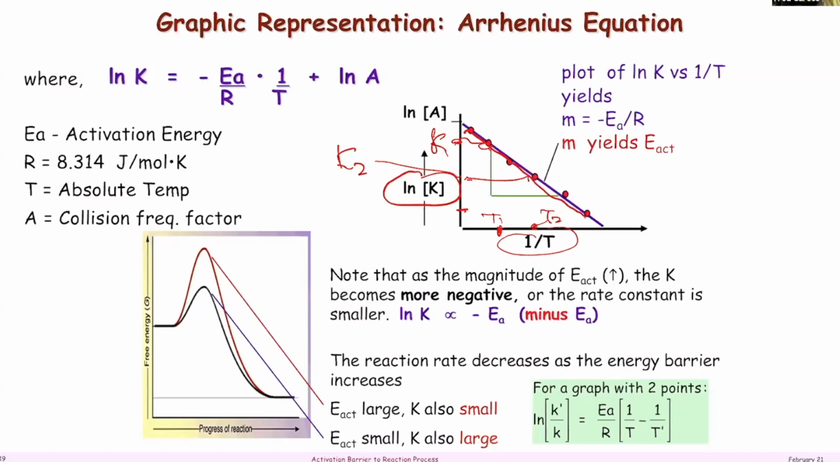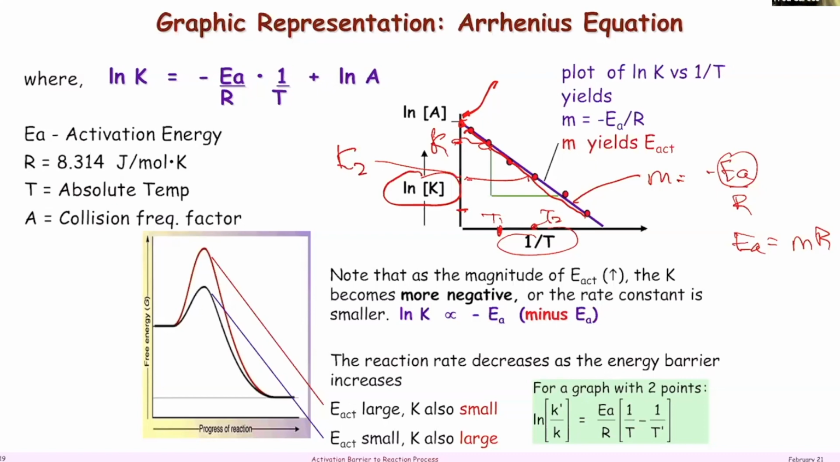It's going to have a negative slope, and that slope, m, is equal to negative Ea over R. So in order to calculate the activation energy, E act, you take the slope from that experiment or that data set, and you multiply it by R. And remember that R is 8.314 joules per mole Kelvin. And then the intercept here, that's the intercept where the line goes through the y-axis at x equals 0, or 1 over T equals 0.